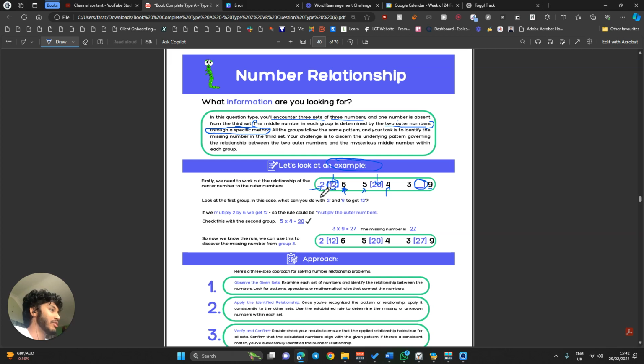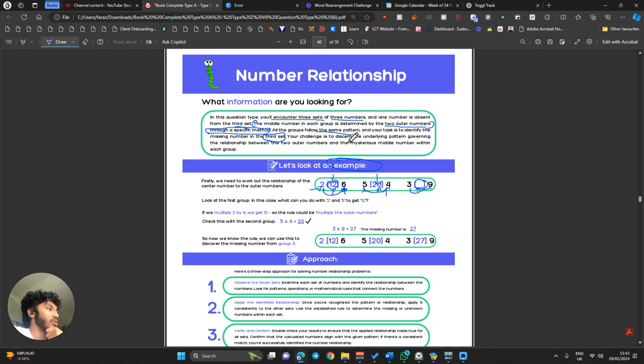Okay, so basically we don't know what's happening to the 2 and 6, but something's happening to them that's making it into 12. All the groups follow the same pattern, meaning whatever they used to make 2 and 6 into 12, it's going to be the same thing for these ones. And your task is to identify the missing number of the 3rd set. So you're going to find out how they got 12 from 2 and 6, how they got 20 from 5 and 4, and then you're basically just going to have to do the same thing to figure out the missing number.